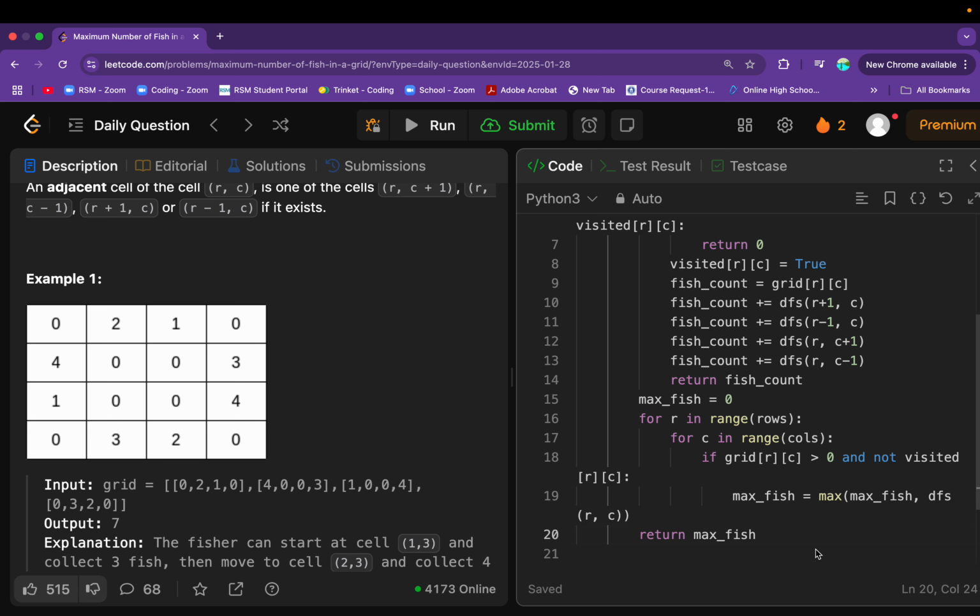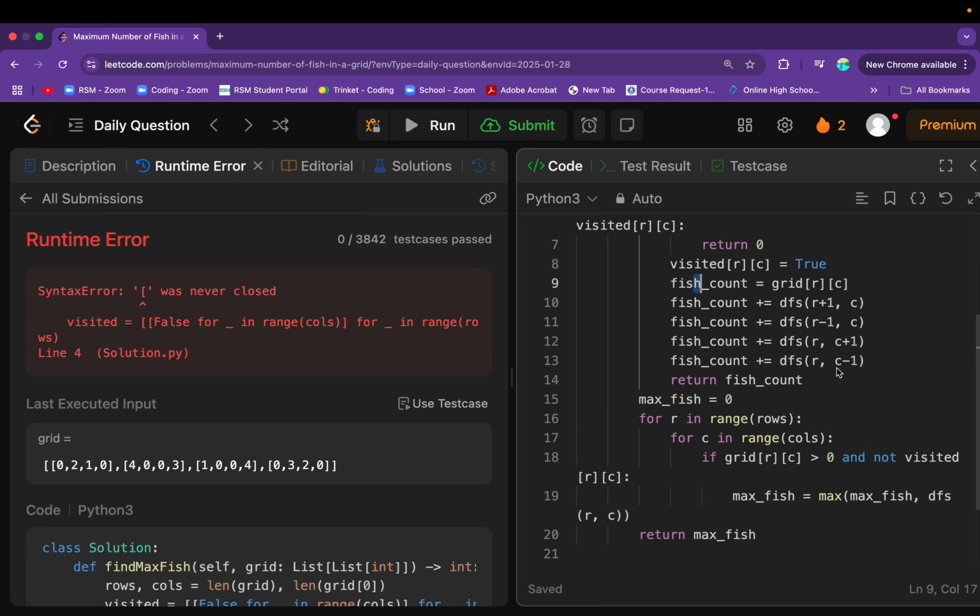It's going to contain the largest number of fish collected from any connected component in our grid for any starting cell. And again, to reiterate what we're really doing from line 16 to 19, we're iterating over each cell in the grid. And if the cell contains fish and it hasn't been visited yet, we can call DFS starting from that cell, and the result of that DFS is then compared with the max fish, and we update the max fish to whatever the larger value is accordingly. So if I were to submit this code, this would be accepted, and this would be a valid solution.